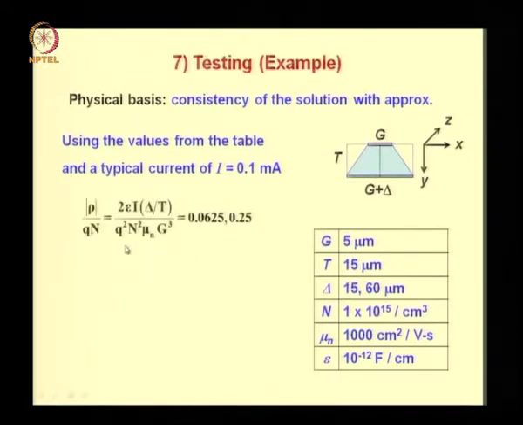Now substituting the values, we find that the ratio modulus of rho divided by q times n has the values of 0.0625 for 15 microns of delta and 0.25 for 60 microns of delta. Evidently, while 0.0625 is much less than 1, 0.25 cannot be regarded as much less than 1. So what does it mean? It means that our model is inaccurate for large values of delta.